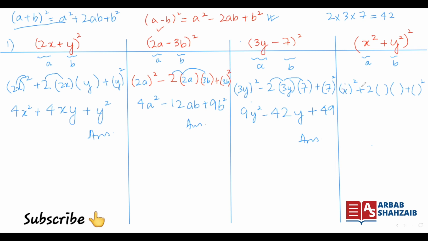So what is a? x square. What is b? y square. Okay. So already we have x square, which means we already have terms with square. So we need to write them with square.